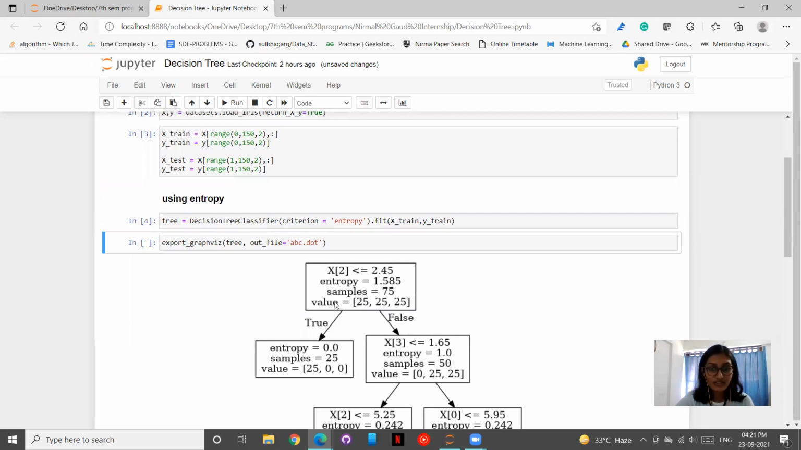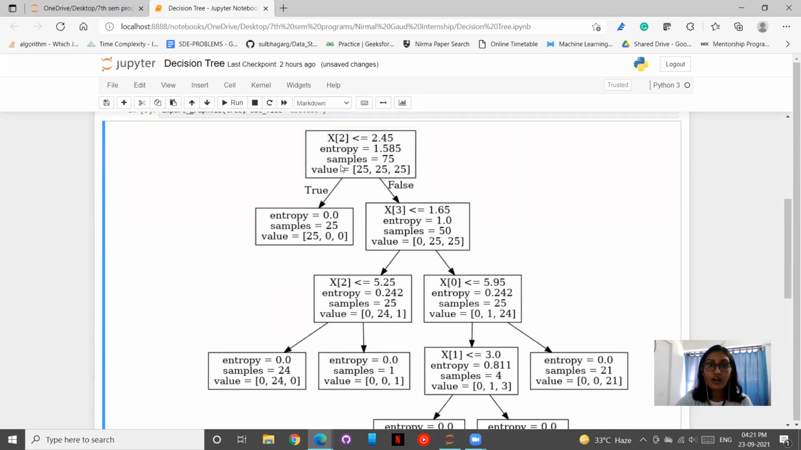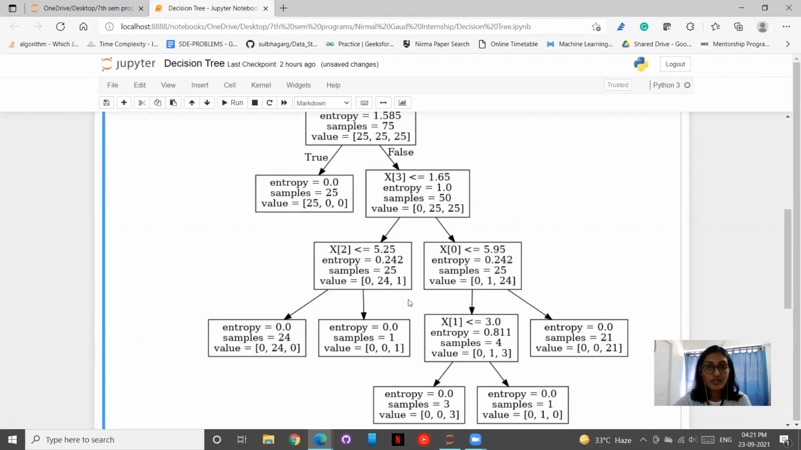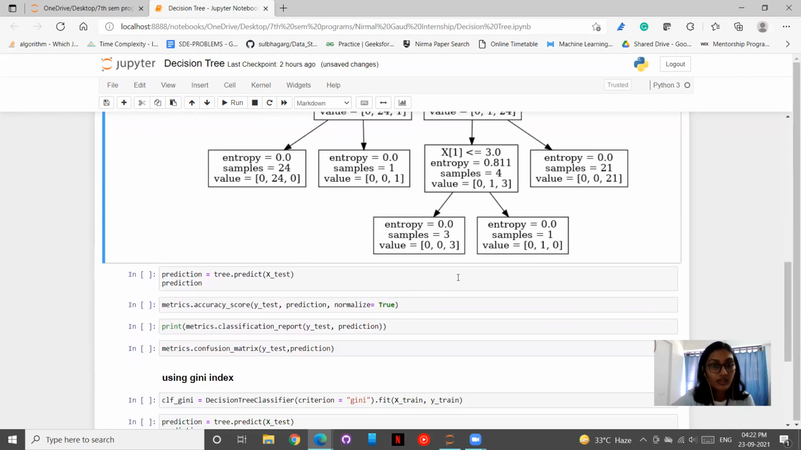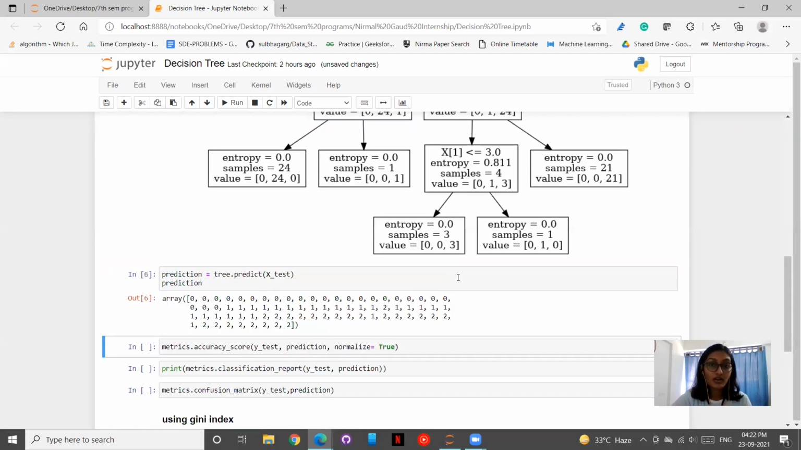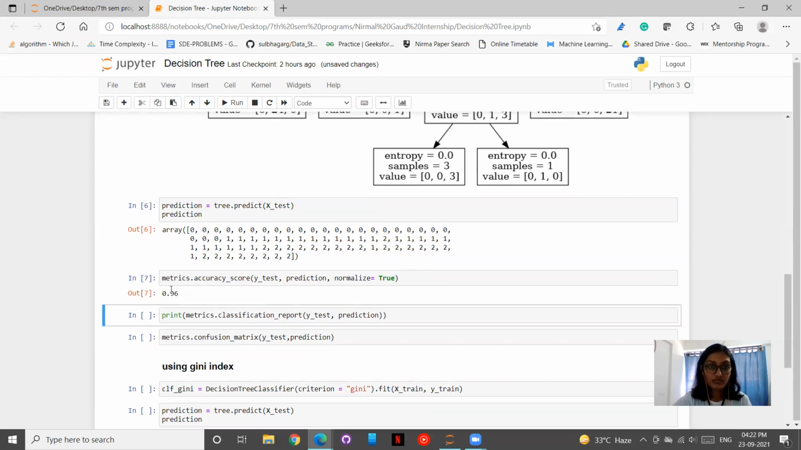So this is our tree that has been made. And as you can see, this is how the whole splitting has been done: the different entropy, sample values, etc., the whole math that we did. Thereafter, we are predicting what our model is predicting, and we are finding the accuracy. So our accuracy is 96%.